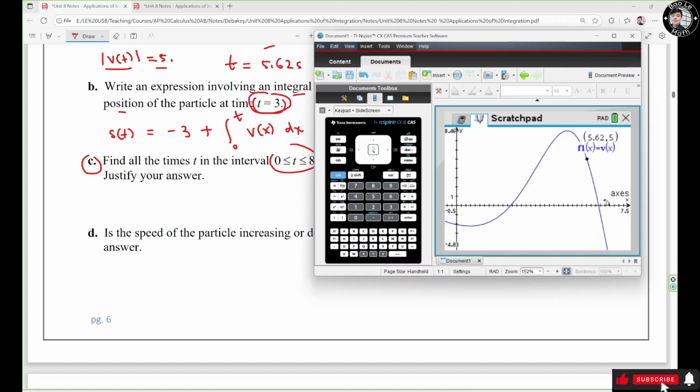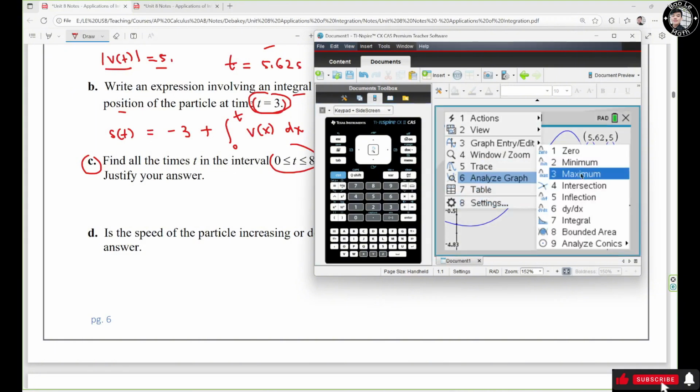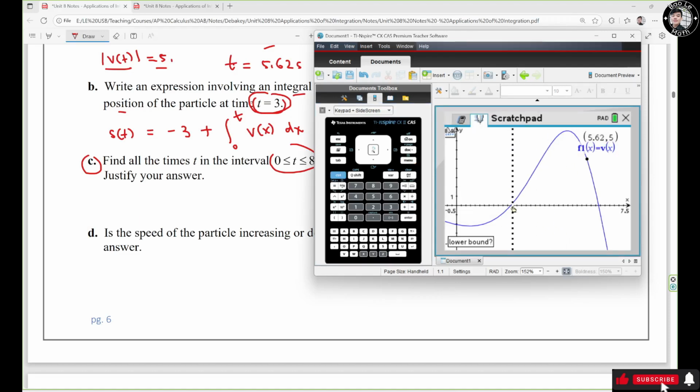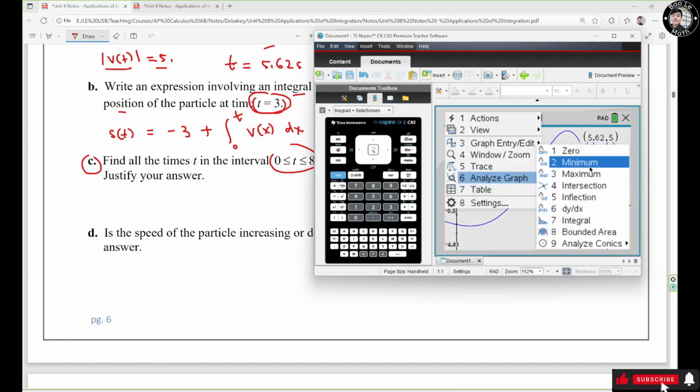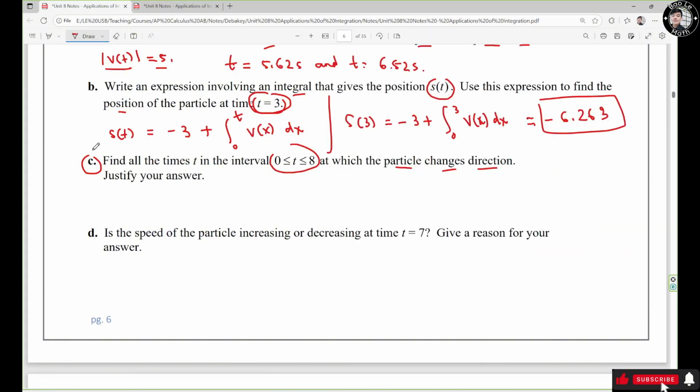So I need to find the zeros of the function v of s. That's my answer, right? So I need to hit menu, number 6 right here. I need to find 0, right? So it's going to be right here. I have the first 0, 2.34, right? I need to do the same thing for the second one, right? So hit menu, analyze graph, 0. It's going to be right here, 6.13, right? So you need to say that the particle changes direction when the sign of v of t changes, right?